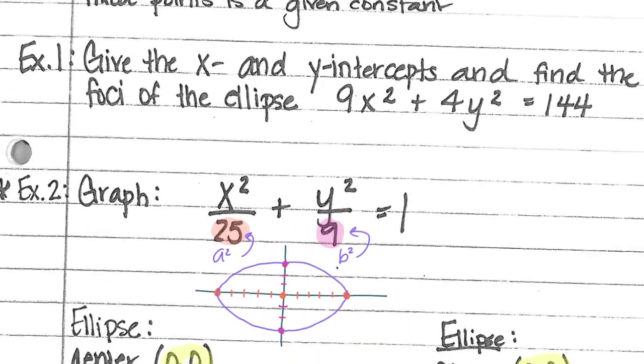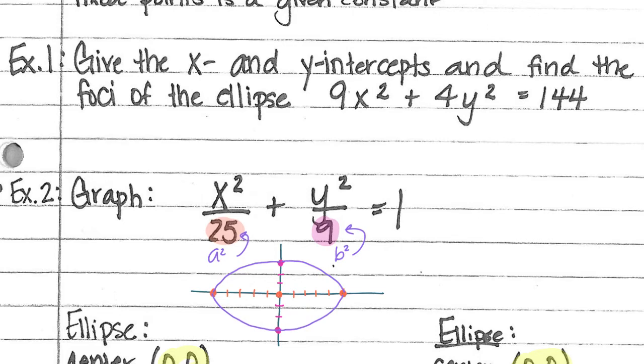All right, on the next one, the first thing I notice is they're asking us for a bunch of different stuff. It's telling us to give the x and y intercepts, which we can do. I'm going to graph it so we can see it. And we do have to find the foci, so we need a formula for the foci, which I will get to. The first thing I notice is that this ellipse is not equal to 1.